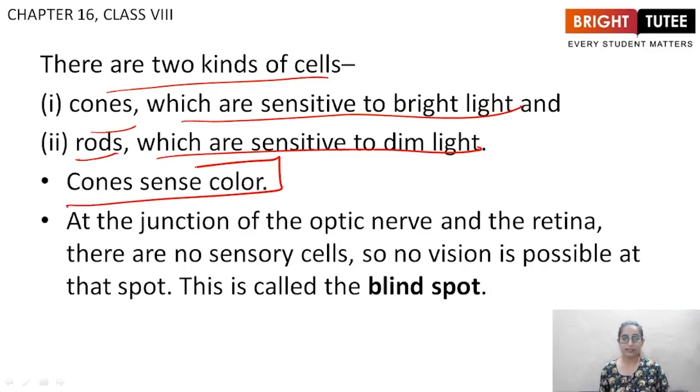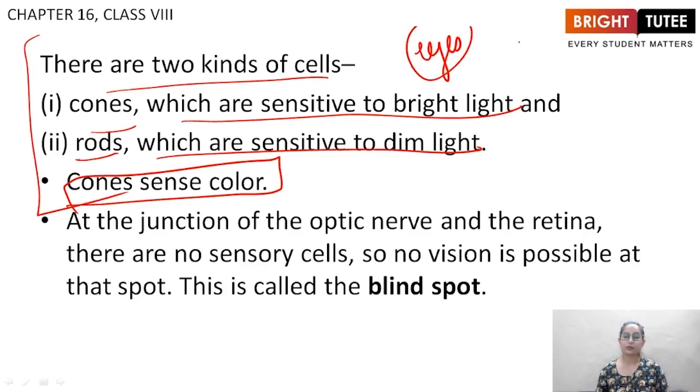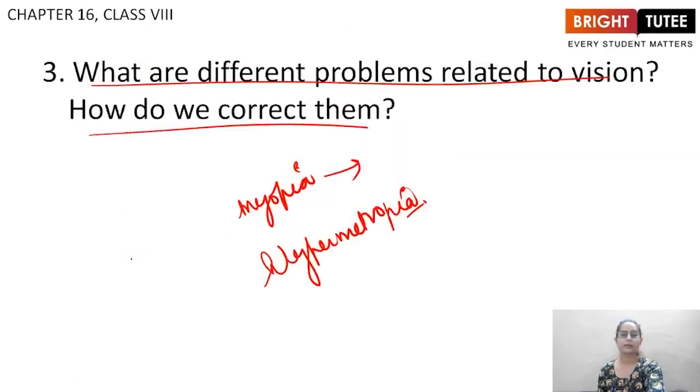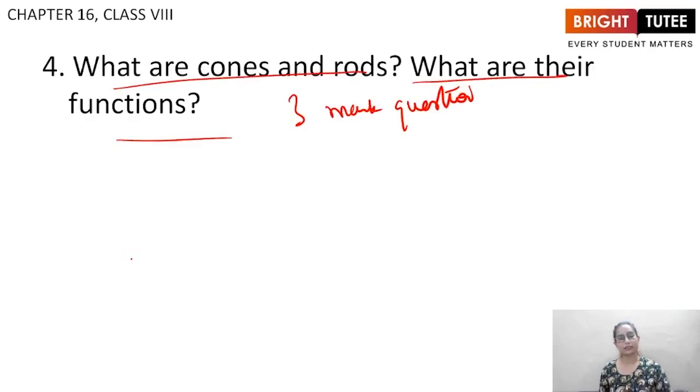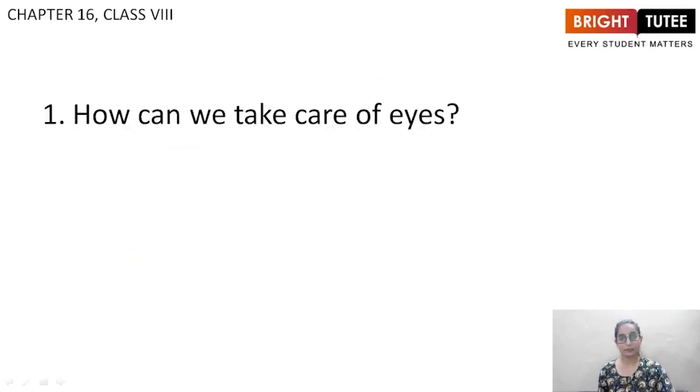So cones sense color. These are the two kinds of cells basically which are present in the eyes, and they are known as receptors as well, due to which we are able to look at the objects. These cells make it possible because they are sensitive to light, right? So these were the important questions for the 7th topic. We will be discussing the important questions for the 8th topic of this chapter.